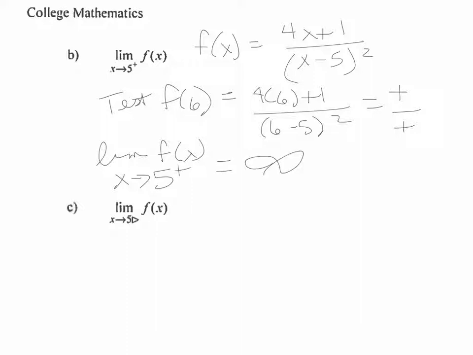Positive infinity, right? And this, I don't know why the little arrow thing showed up there. We just want to answer the question, what is the limit as x approaches 5? Because it was the same from both directions. You're exactly right.